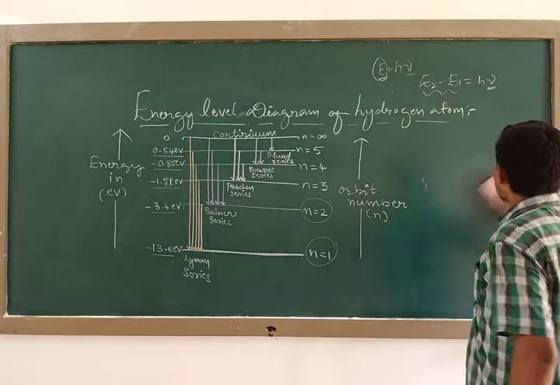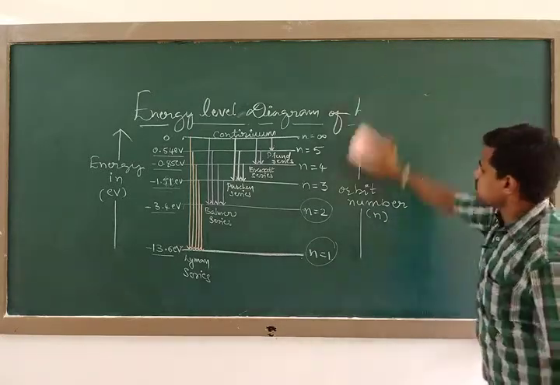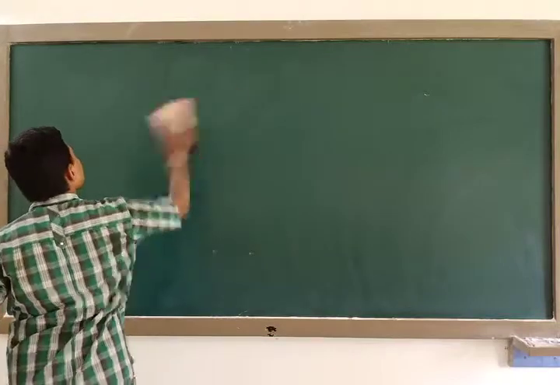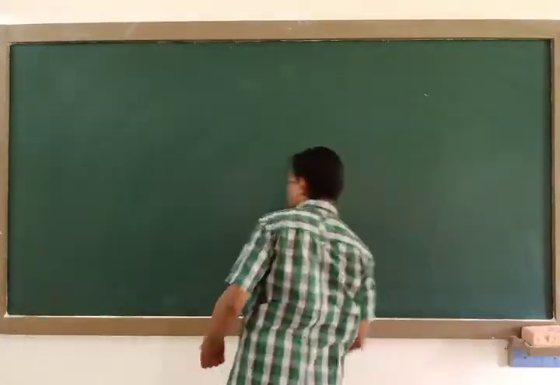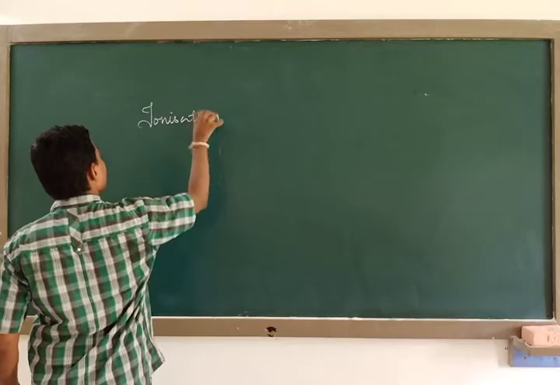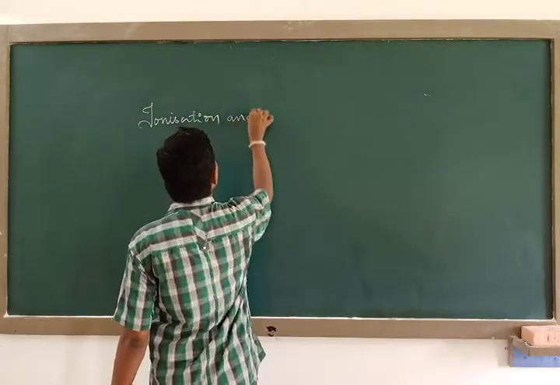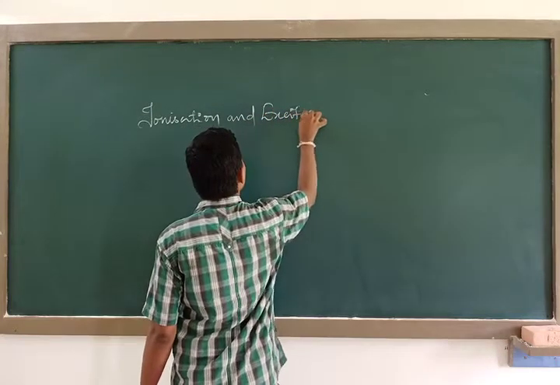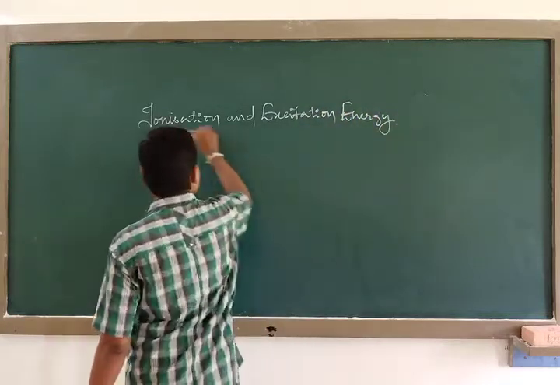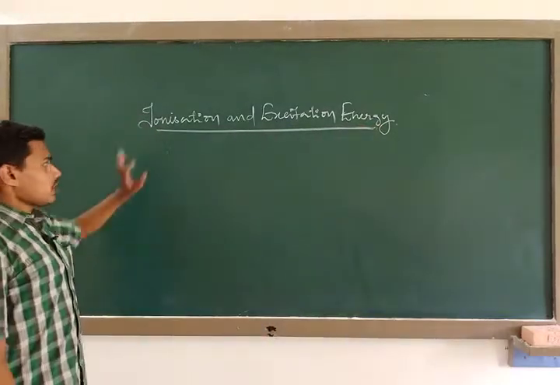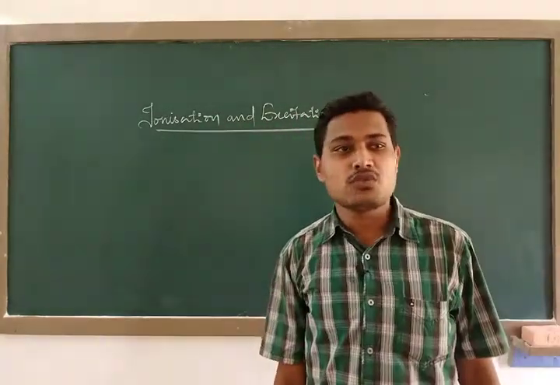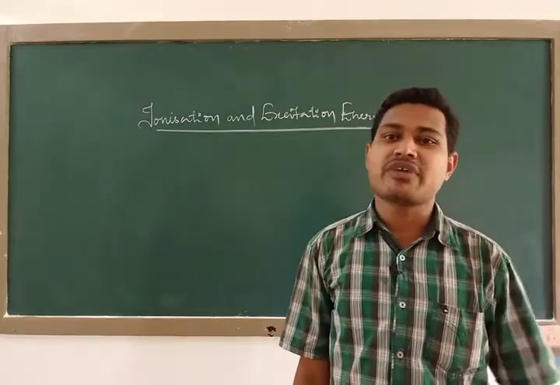Our next topic is ionization and excitation energy. So first we shall see ionization energy. What do you mean by ionization energy? Ionization energy means the energy that would be required to remove the electron from the orbits of an atom.